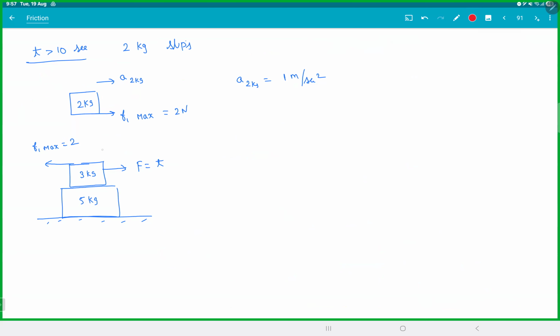Then, now what? Now there's the 2 blocks and there's the force. What to do? Assume both are going together. Again, you start the story. Now it has become a 2 block problem. You made 3 block into 2 block. Assume 3 kg and 5 kg go together, and let's see when these two things will slip. Let this be acceleration. So we get T minus 2 is equal to 8a. Choose any one block. I'll choose the 5 kg block.